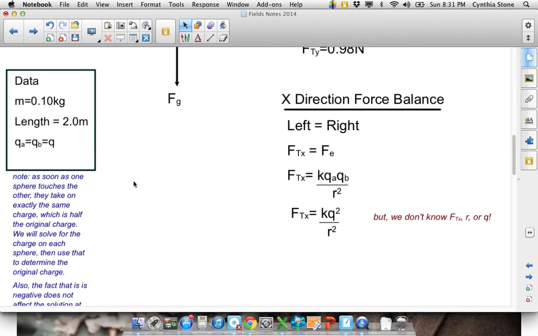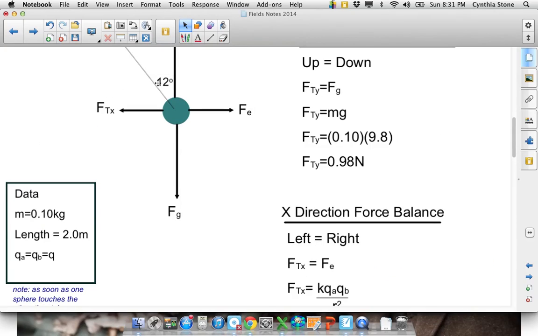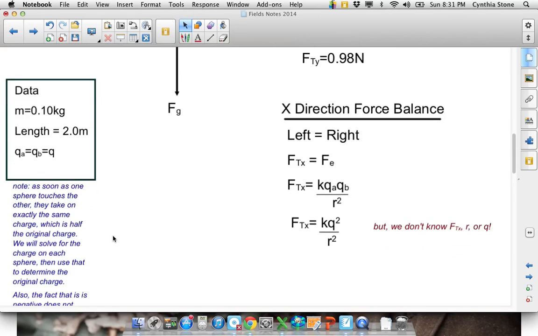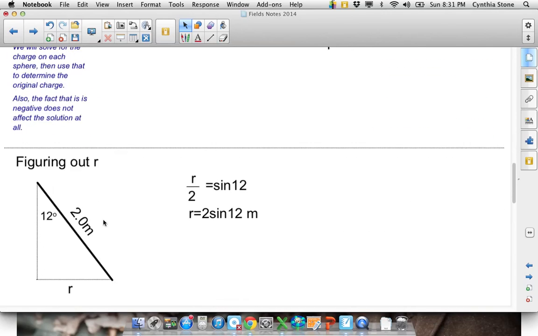So, let's see what we're going to do. We do know Fty, and that's going to help us, right? Because we know Fty and we know the 12-degree angle. So that's going to allow us to find FTX. So once we know FTX, we can also find out R because of the geometry of the situation. So when you do your lab, you can actually just measure it. But this is just me, the purple print is just me talking about the fact that each charge is the same and they're half of the original and all that.